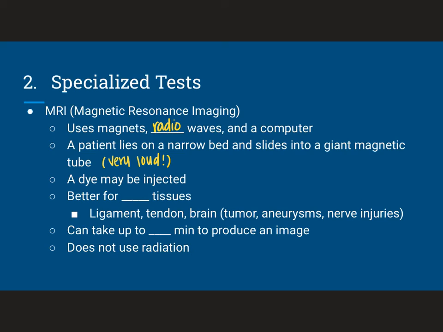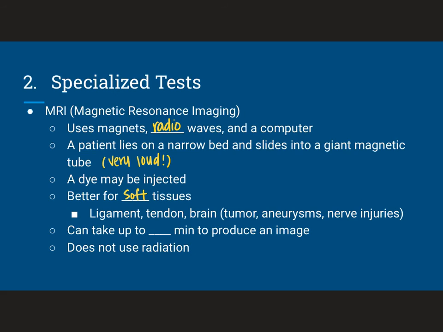Similar to CT scans, you may have a special dye injected, and this is actually better for soft tissues. So when you have injuries or conditions for ligaments, tissue, different tendons, brain, and so forth. And especially brain, because it's a soft material, it's easier to see if you have tumors, aneurysms, or even nerve injuries.